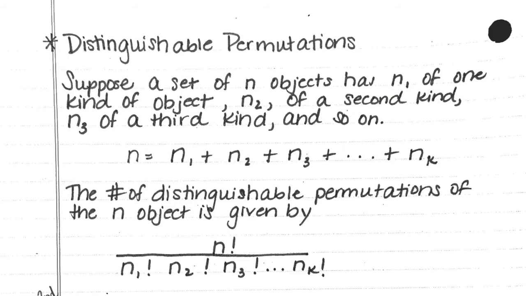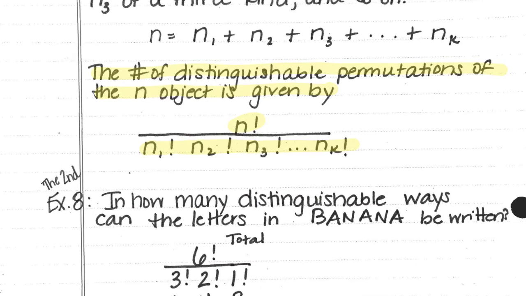We're going to move on to a new concept. This new concept is called distinguishable permutations. Suppose a set of n objects has n sub 1 of one kind of object, n sub 2 of a second kind, n sub 3 of a third kind, and so on. The number of distinguishable permutations of the n objects is given by n factorial over all of them. What does this mean? Let's talk about what it means.